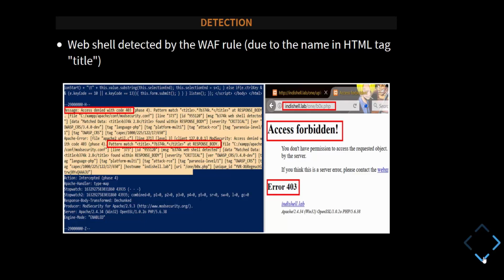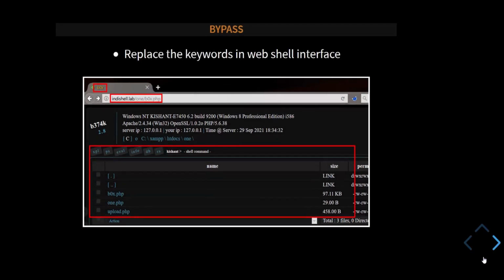So it is a very easy bypass, and this rule is not robust at all. If someone just changes the content in the title tag, it will result in a bypass. Here you can see we have just replaced the B374K keyword with B0X, and we can access the web shell. So it is very easy.